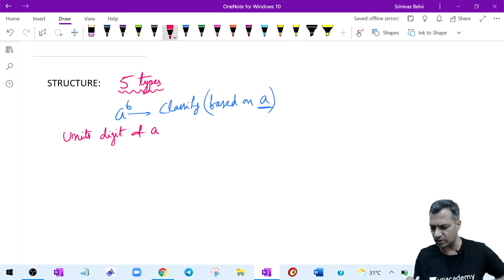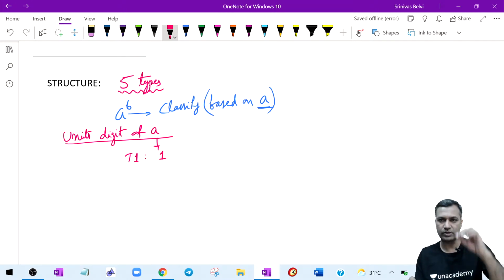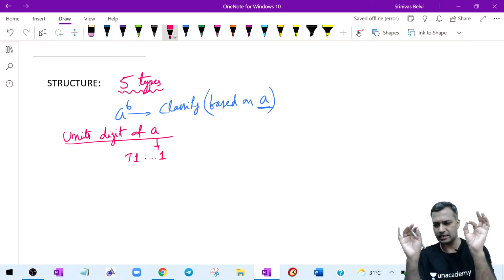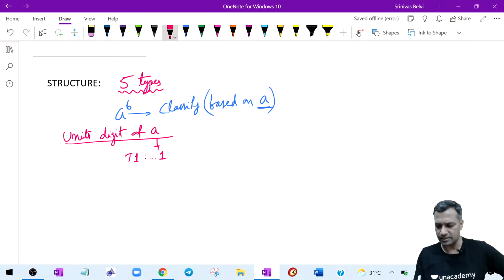Okay, what can be the unit digits? Number one, type 1. Classification based on unit digit of A. Type 1 is when the unit digit of A is 1. What is this type 1? The unit digit is 1. Is there a tens digit to the base A? Is there a 100 digit? They all may exist. But I'm saying that the classification is based on the unit digit being 1.